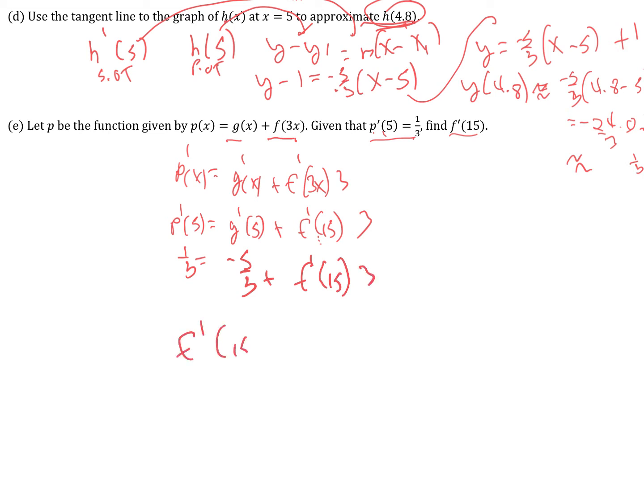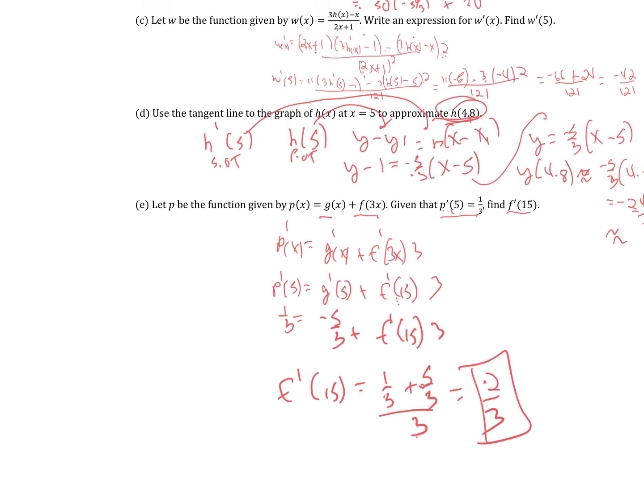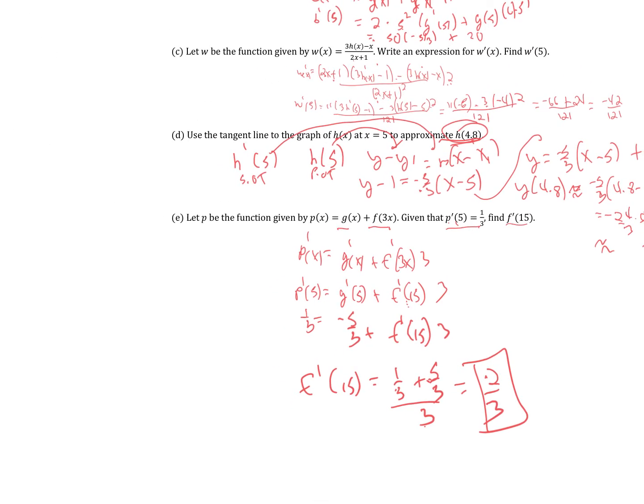F prime of 15 equals, we had the 1/3, bring the 5/3 over, plus 5/3. Take that whole thing and divide it by the 3. 1/3 plus 5/3 is 6/3, which is 2/3. That's what I'm sticking with.